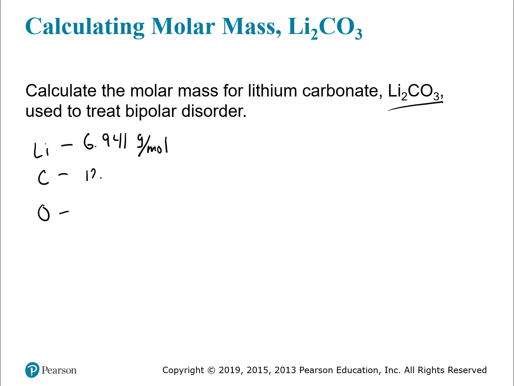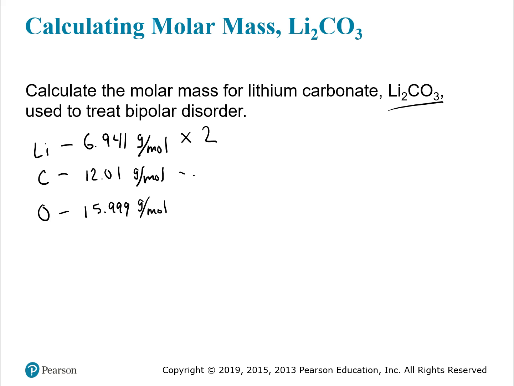When you look each of these up on the periodic table, you should get something very similar to what I'm writing here. You might see 16 for oxygen. That's fine. But we're not done yet. When you look at the compound, there are 2 atoms of lithium, or 2 moles of lithium, and 1 mole of lithium carbonate. So we've got to multiply the molar mass of lithium by 2 to account for that.